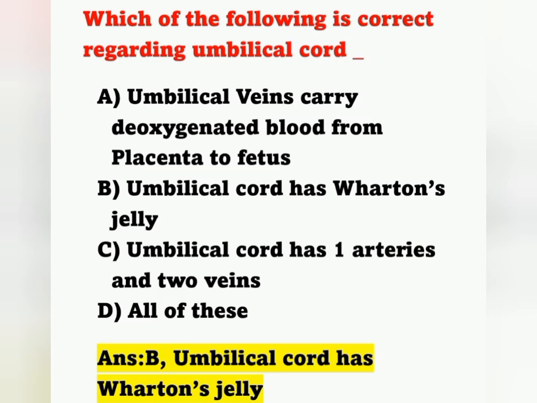Umbilical cord has Wharton's jelly. This Wharton's jelly helps to protect. Its function is to protect the umbilical vessels. Also, this umbilical cord is covered by epithelium, then blood vessels, and a remnant of umbilical vessels and vitelline duct. These are all the structures or coverings of the umbilical cord. So, the correct answer is option B. Umbilical cord has Wharton's jelly.